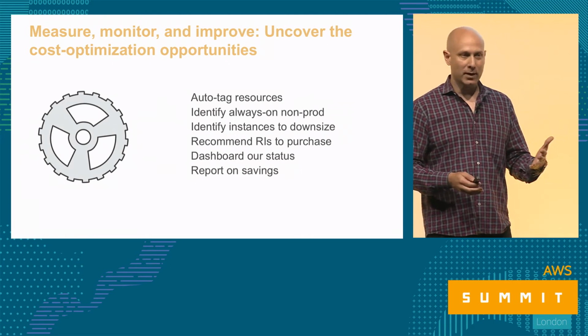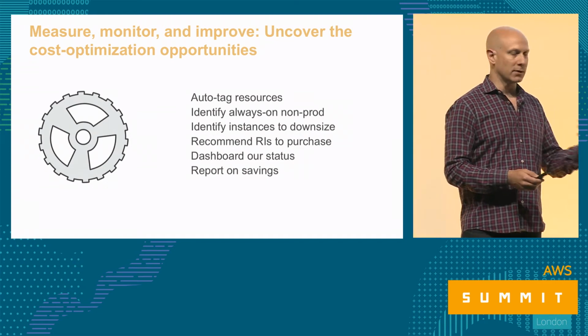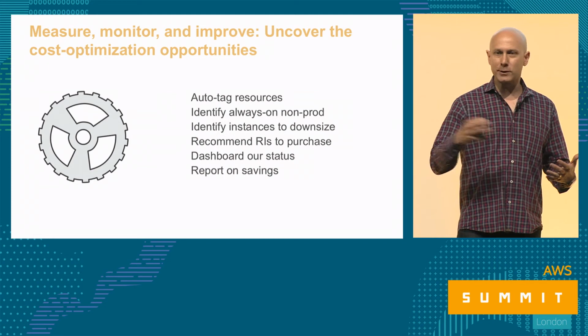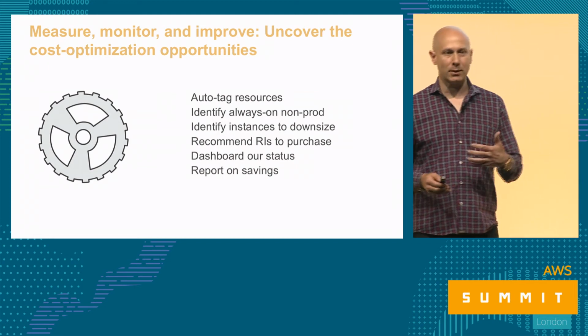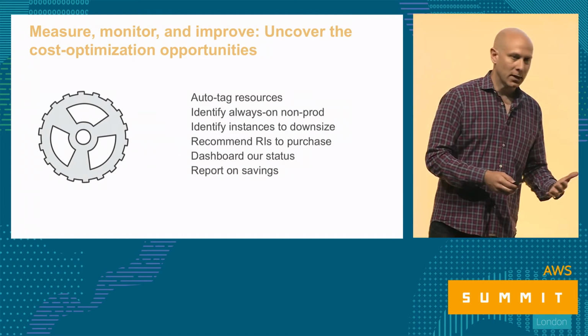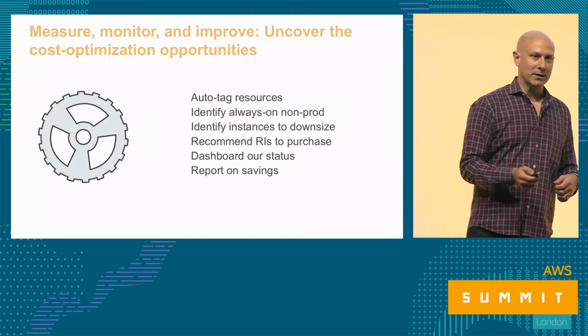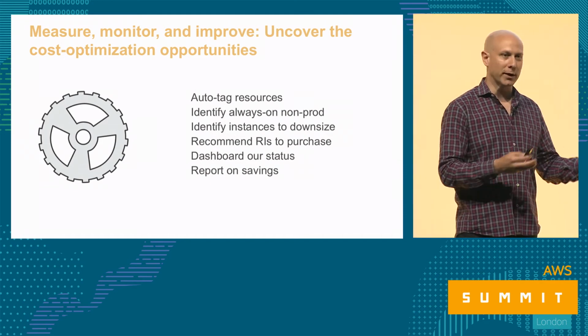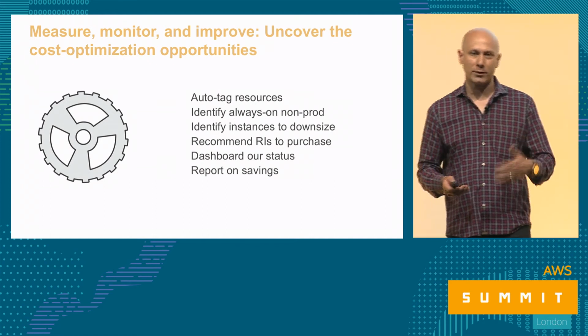We provide really excellent tools. One of them is called tagging that you can use to kind of identify your production environment, your development environment, who's launching things, what things are costing. And this can help you do those things that I was talking about, which is identifying the instances you can downsize. We can help recommend reserved instances to purchase. And then obviously, if you want to, whether it's just showing off or doing your job, you want to be able to dashboard how you're doing and report on your savings.